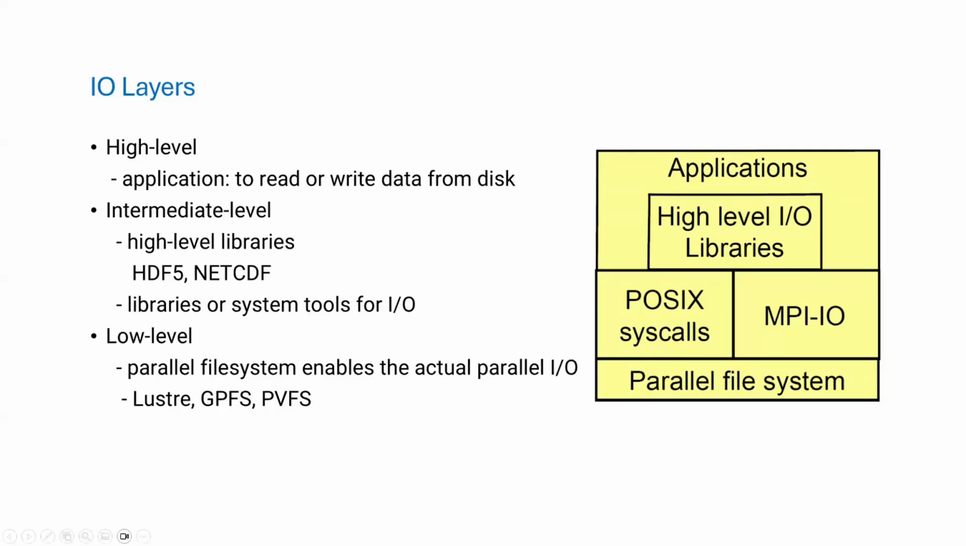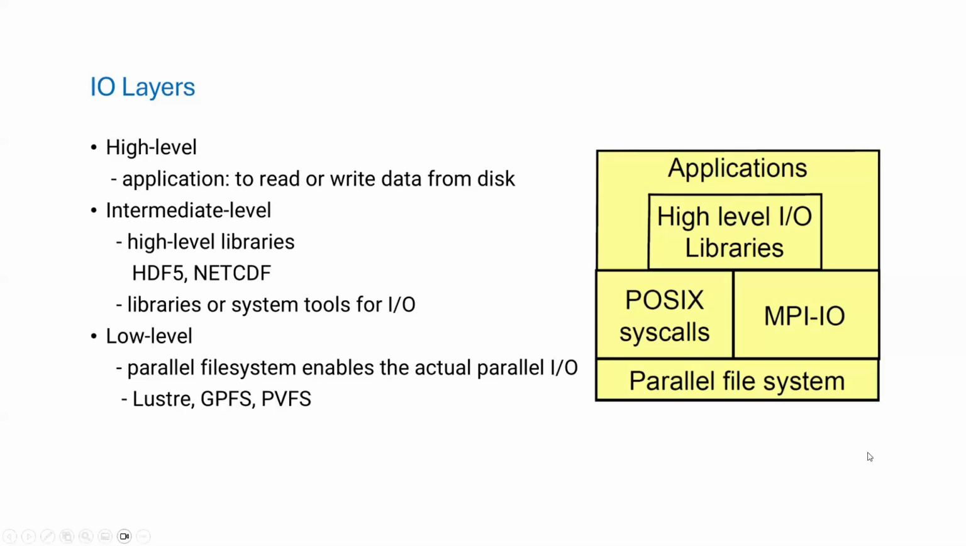At the lower level is a parallel file system, which enables the actual parallel I/O operations. Nowadays, the file systems on our clusters are Lustre file systems, which are parallel file systems. And IBM machines may use GPFS. Anyway, the file system itself is ready for us to do parallel operations.